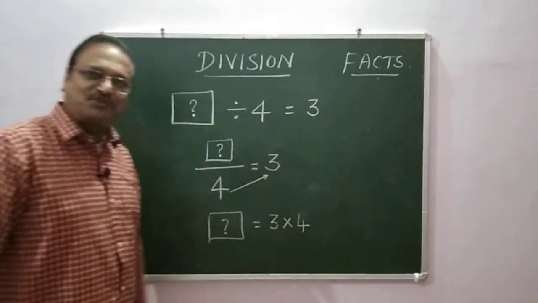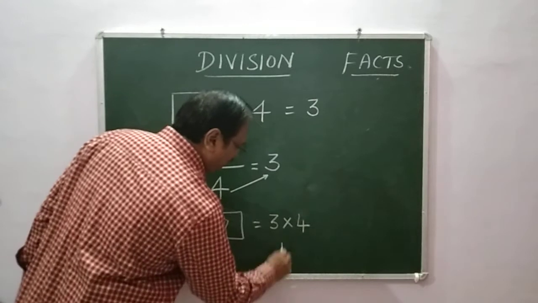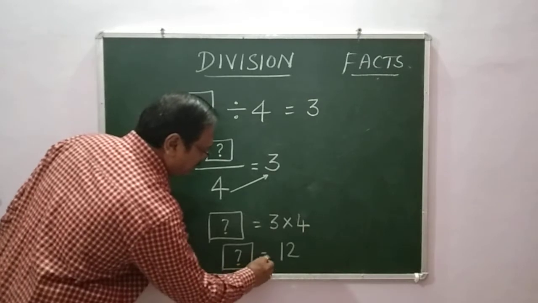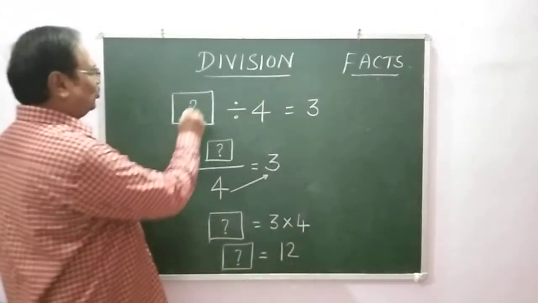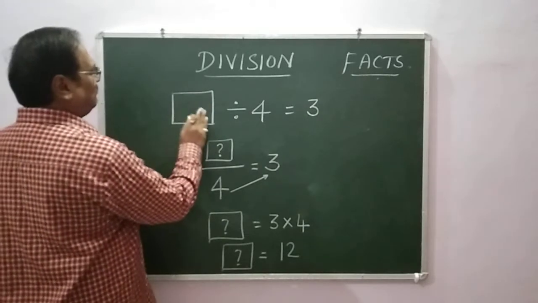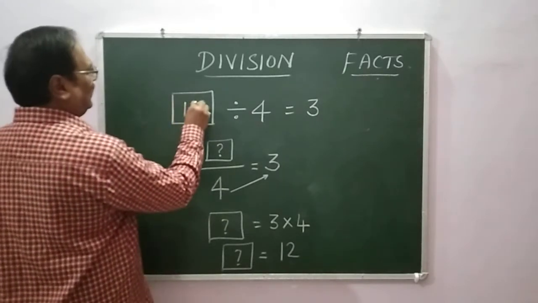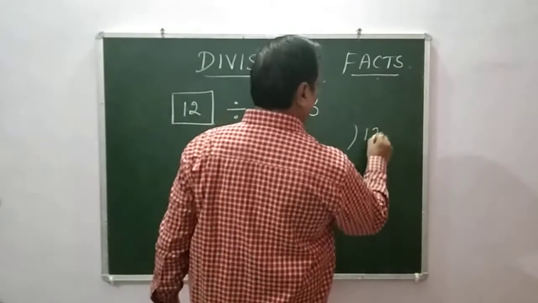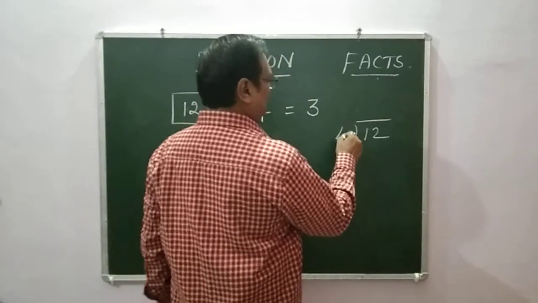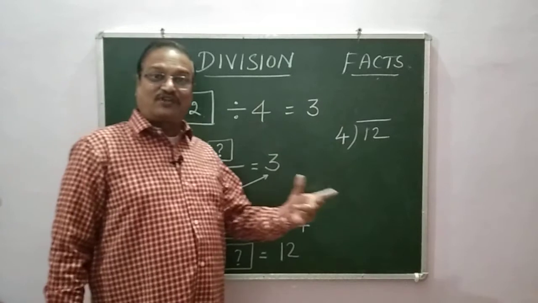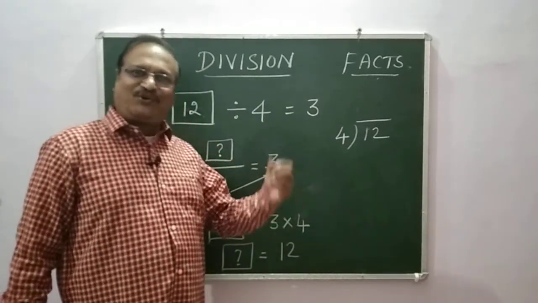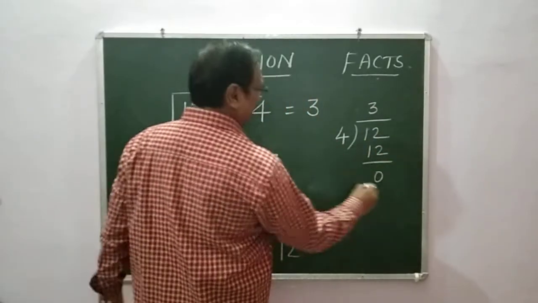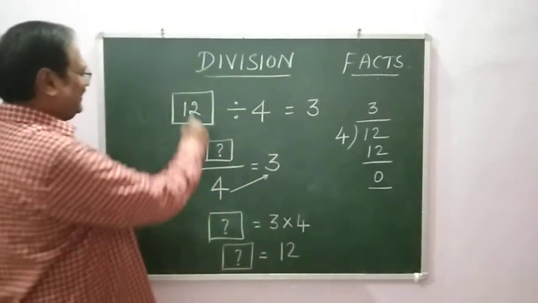3 4s are how much? 3 4s are equal to 12. So, what is inside this box? Inside box is 12. Okay. So, I just take this question mark and I put here 12. Okay. Am I correct? How to check it? Write 12 divided by 4. Tell the fourth multiplication table. 4 1s are 4. 4 2s are 8. 4 3s are 12. So, my answer is correct. Yes, my answer is correct.